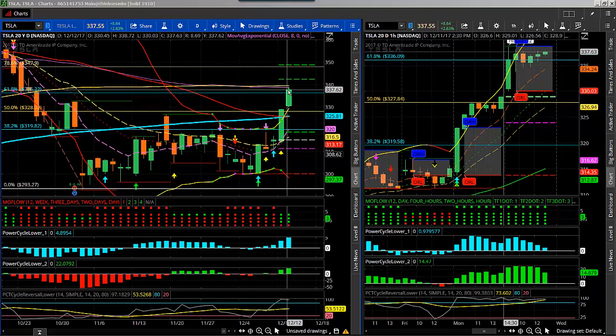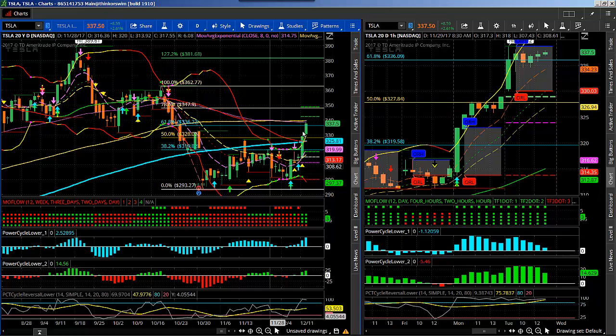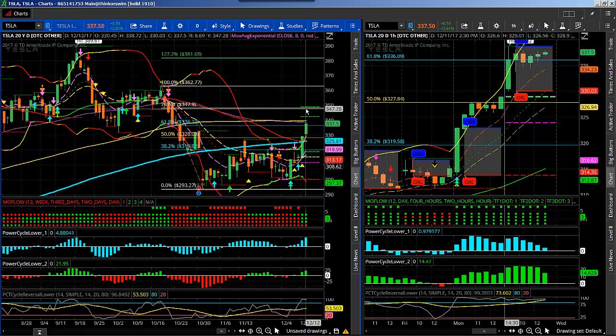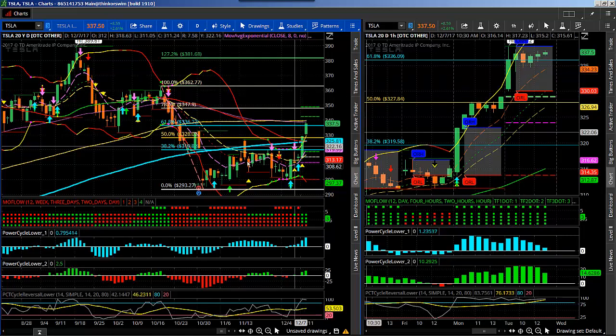We were targeting right here 339, 340, and that was kind of our initial profit take target, first target. And then the second target would be 350 and then up to 360. So a couple different ways you could have traded this.